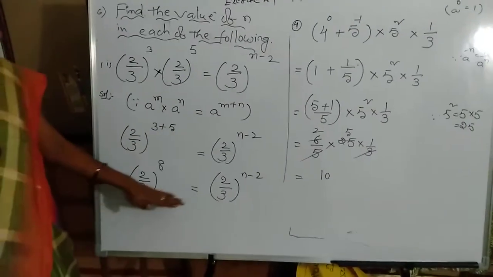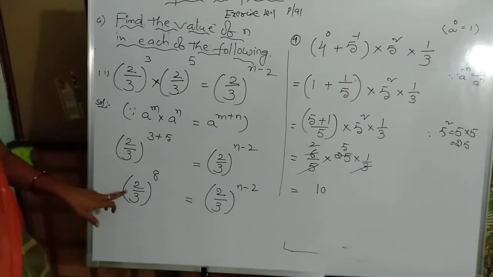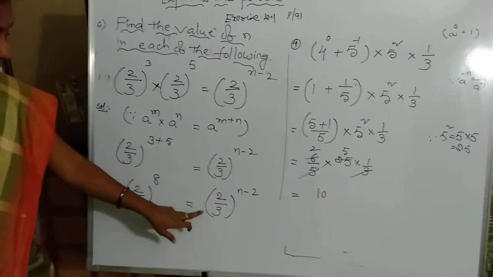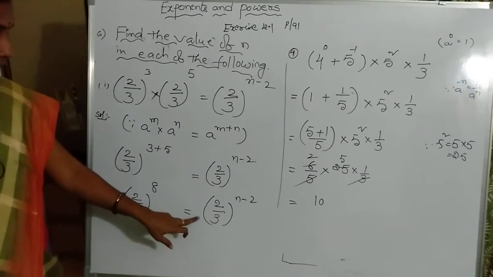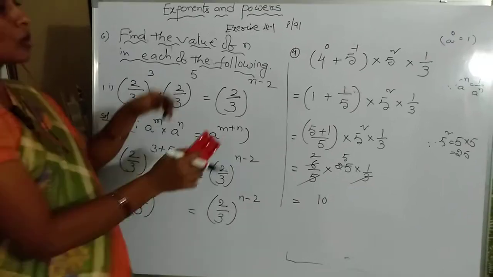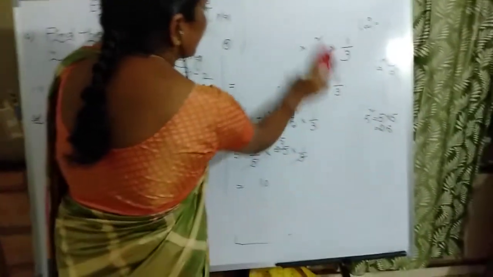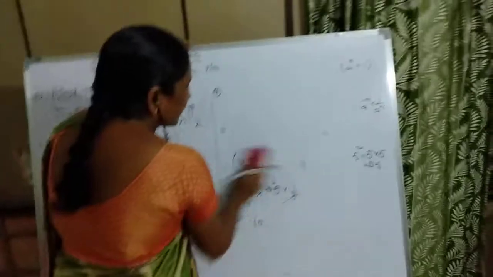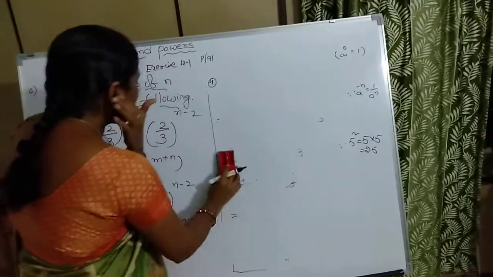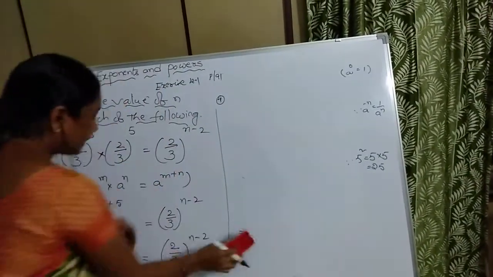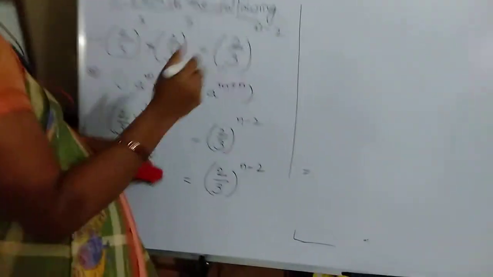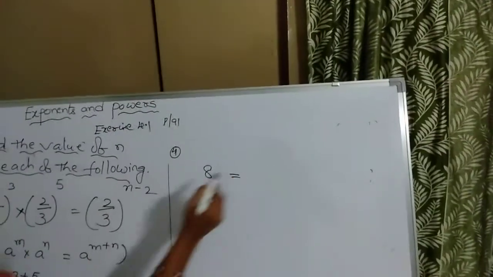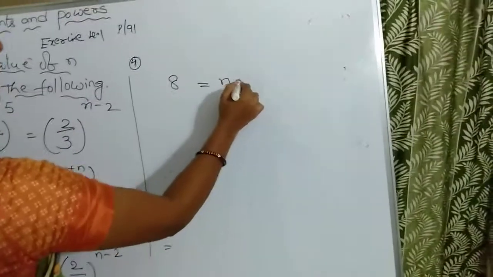Here is an important condition in exponents and powers. Here we can observe that in LHS and RHS, the bases are equal. In exponents, if the bases are equal, automatically the exponents are also equal. So here the bases are equal, 2/3 and 2/3, then automatically the exponents are also equal. What are the exponents here? 8 is the first exponent and the other exponent in RHS is n minus 2.